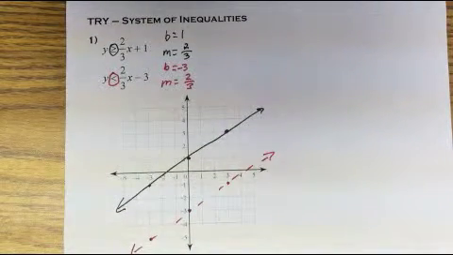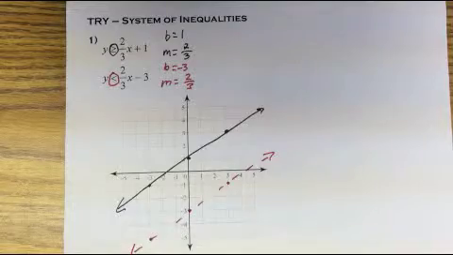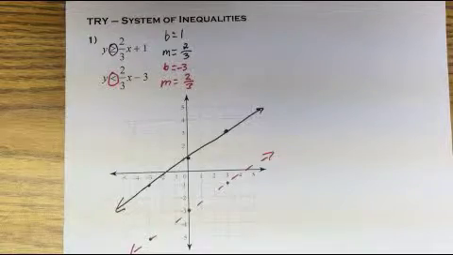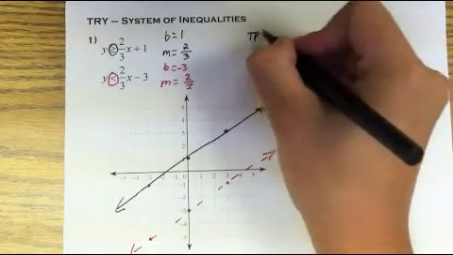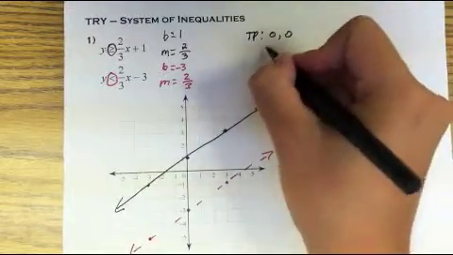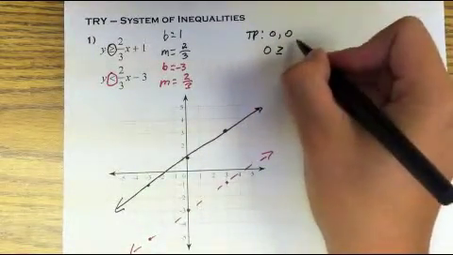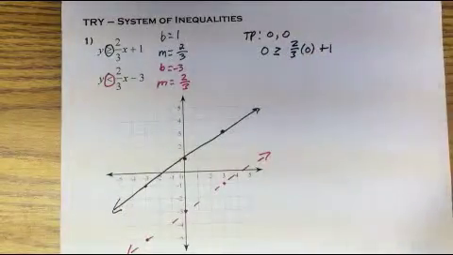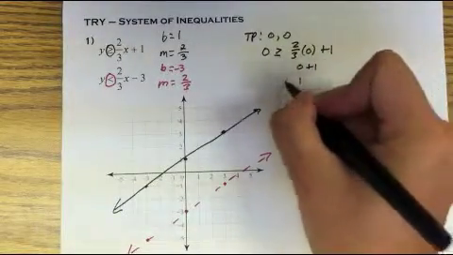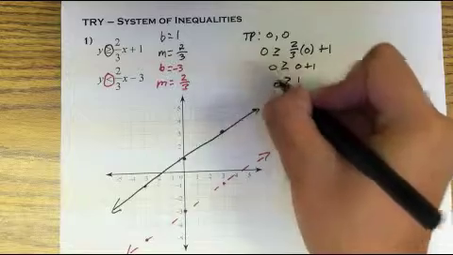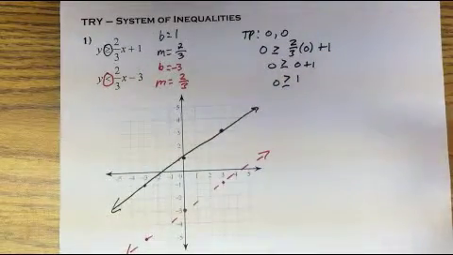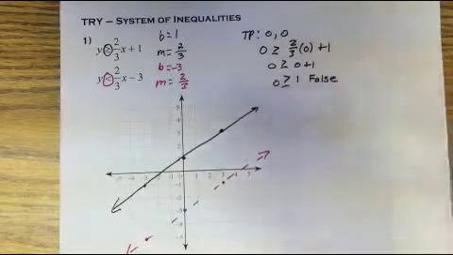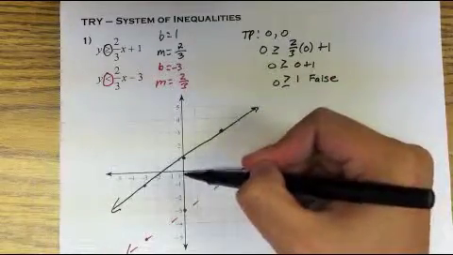Okay. I'm going to actually do test points. My test point for the top equation will be 0, 0, and it will also be for my bottom one. So my top one, I'm going to plug in 0, 0. 0 goes into y. 0 goes into x. 0 times 2/3 is 0. 0 plus 1 is 1. 0 is greater than or equal to 1. That does not make sense, so that must be false. I will not shade the side where 0, 0 is located. I'm going to shade the opposite.